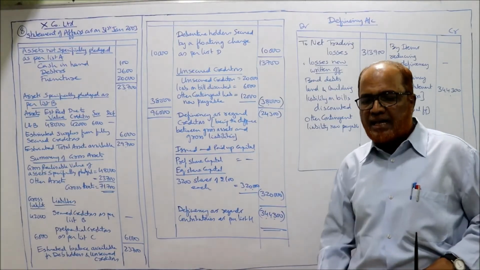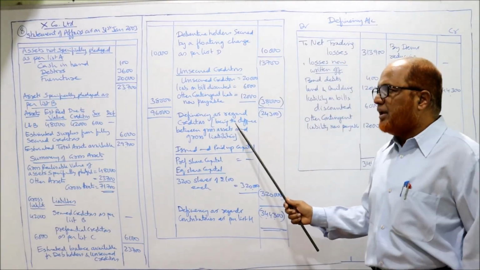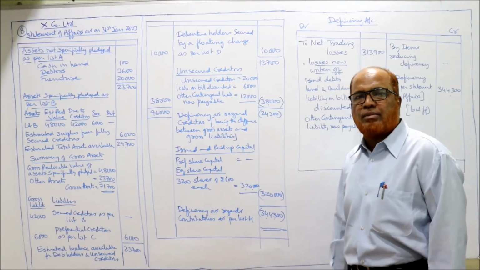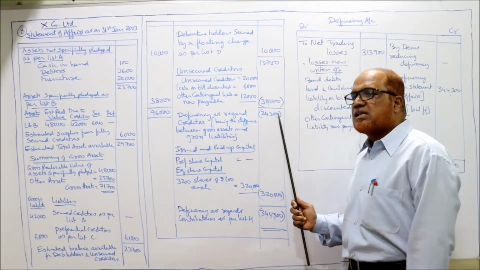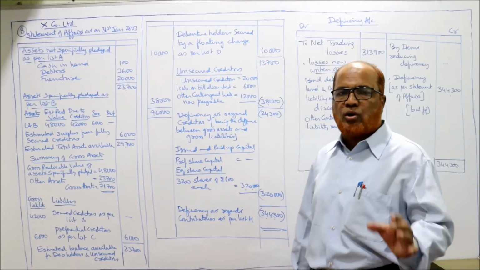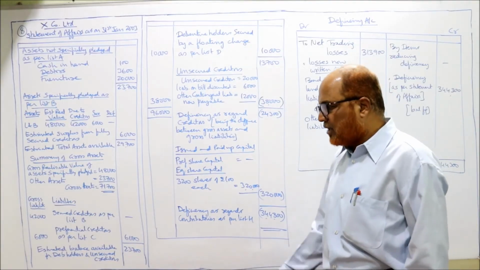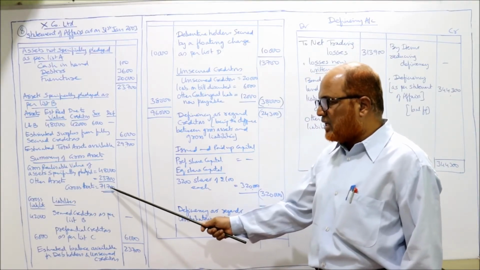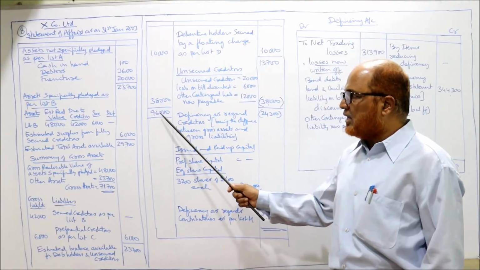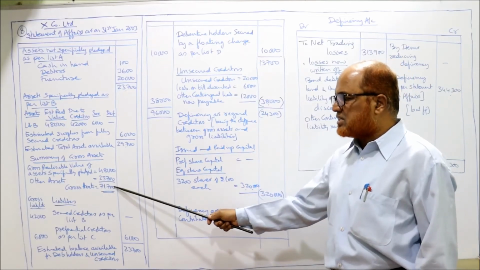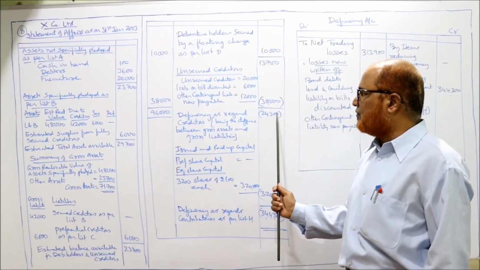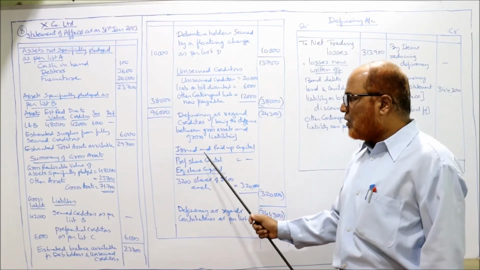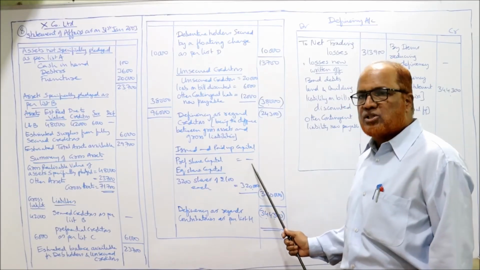So deficiency as regards creditors, being the difference between gross assets and gross liability. We can confirm whether our answer is right or not. Take the difference between gross assets and gross liability. The gross assets are 71,700 and the gross liability is 96,000. So 71,700 minus 96,000, you will get 24,300. Confirmed.